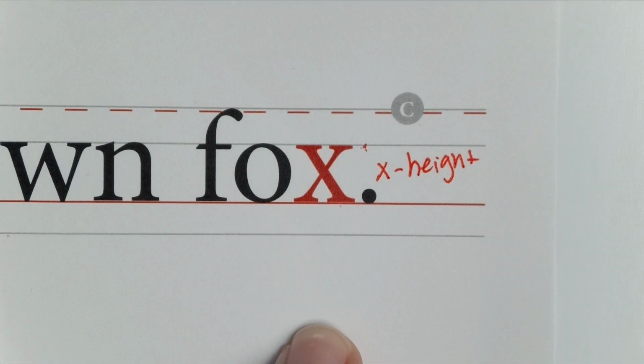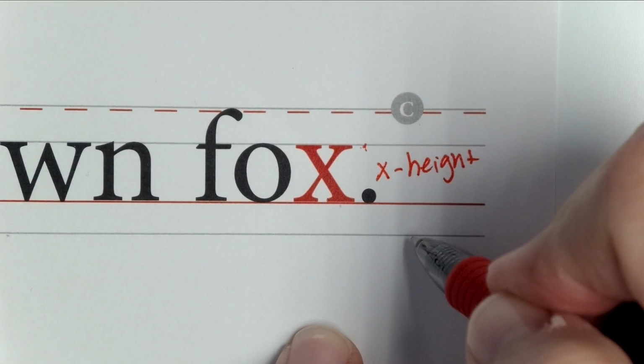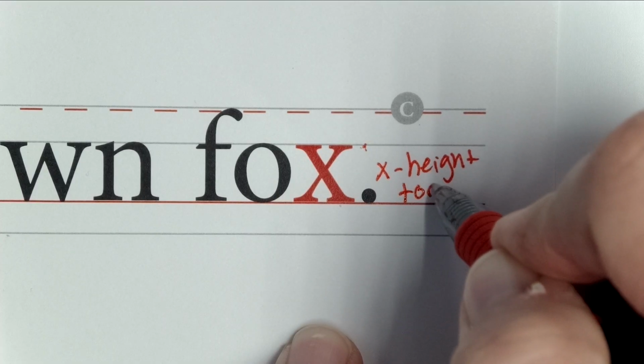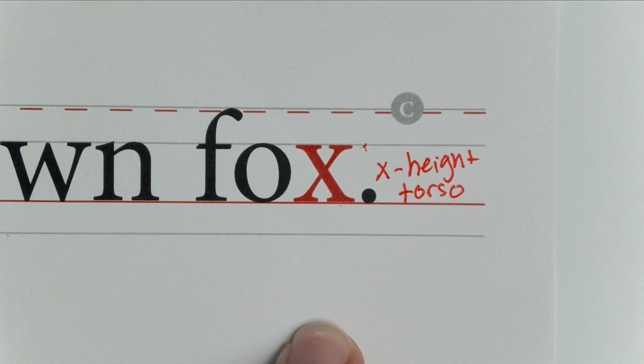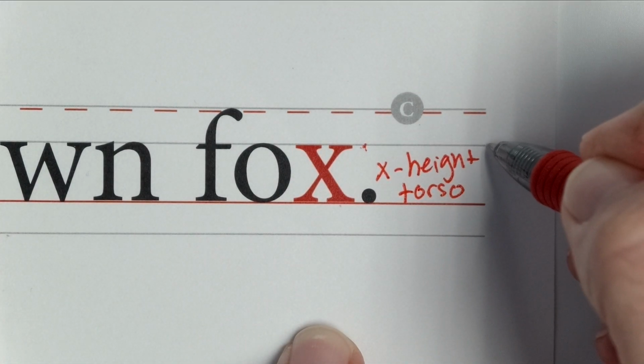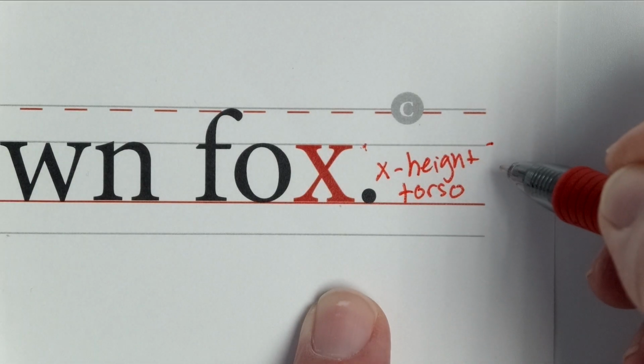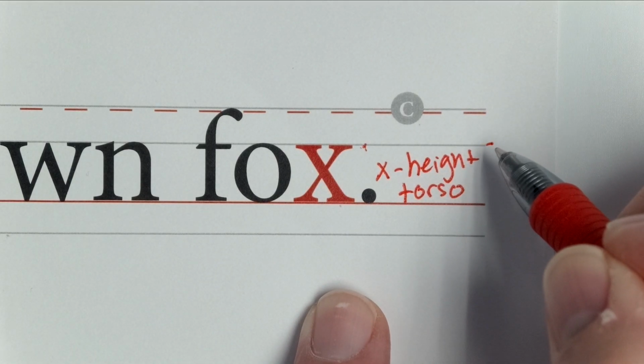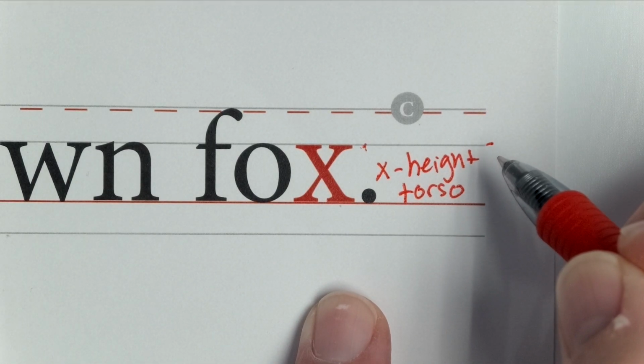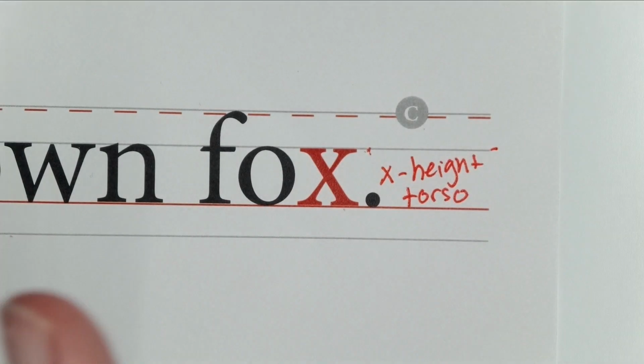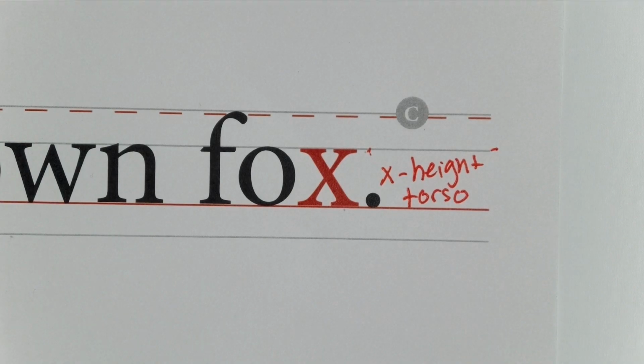Now there are a couple other names for this. Number one, this could also be called the torso. And this line, while this is a line for x height, could also be called the midline. Okay, a couple different terms. Typically we call it x height. Okay. However, I have heard it called torso and midline. Okay. Now, questions about this so far?